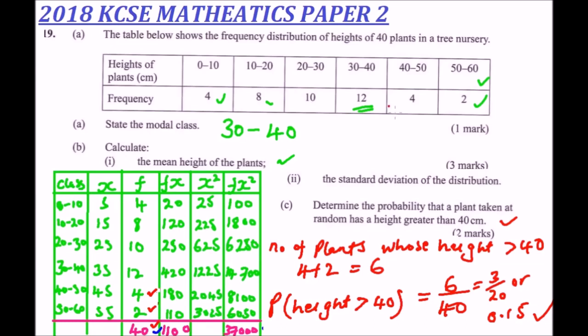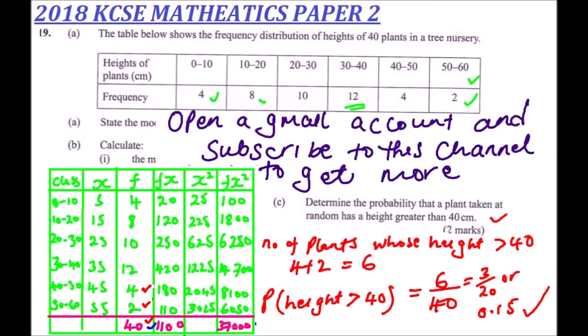And that brings us to the end of that question. So that's how you handle that kind of a question on statistics.